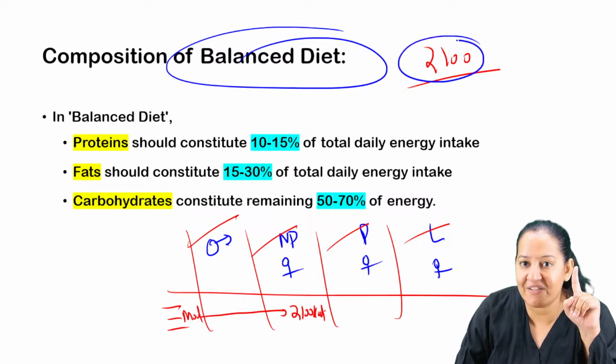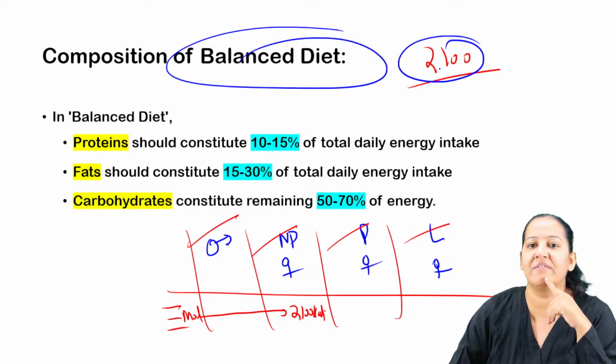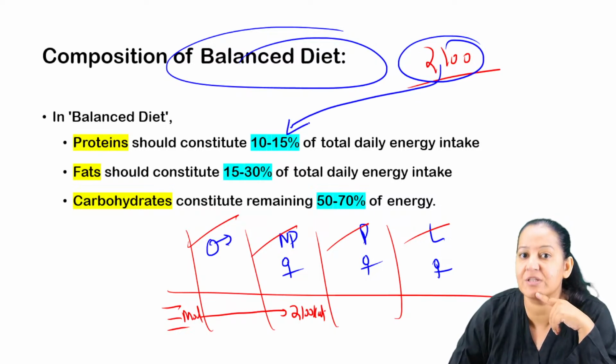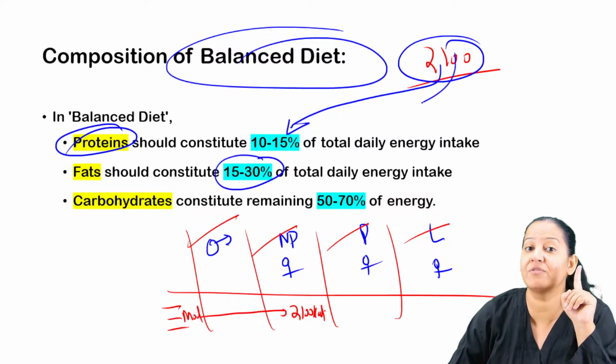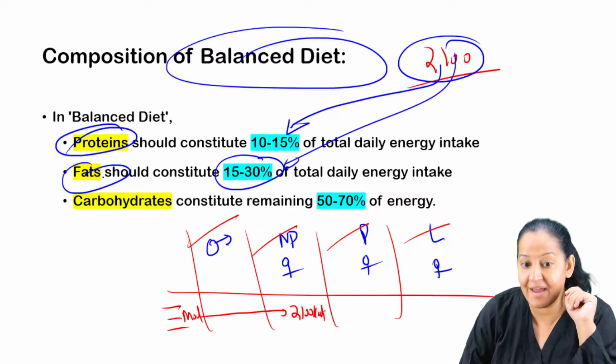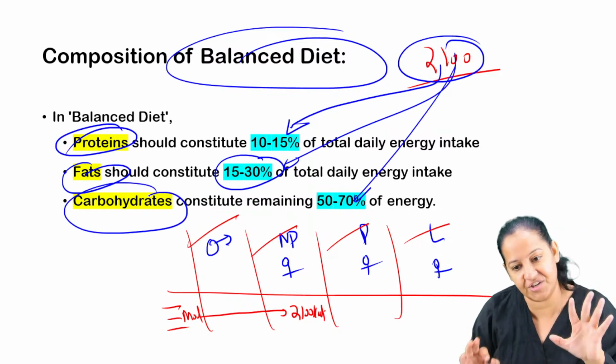So out of the 2100, for me it is 2100. For you, you can calculate your own. Ten to 15% of this 2100 I should get from the protein. 15 to 30% of this 2100 I should get from the fats, and the remaining 50 to 70% of this 2100 I should get from the carbohydrates. Such a diet is a balanced diet.